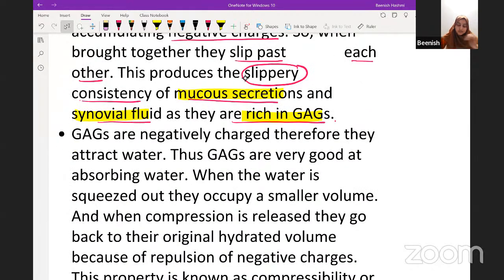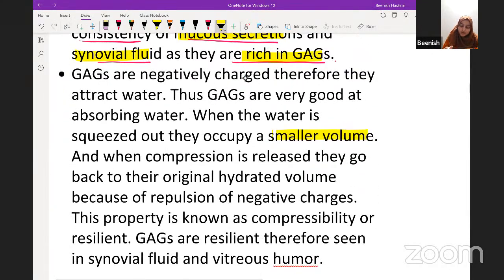Now, GAGs are negatively charged, therefore they attract water and thus are very good at absorbing water. When the water is squeezed out, they occupy a smaller volume, and when compression is released, they go back to the original hydrated volume because of repulsion of negative charges. So, what is it saying? That your GAGs are negatively charged, and because of that negative charge, they're able to attract water molecules to itself. Now, because of this, they are good at absorbing water.